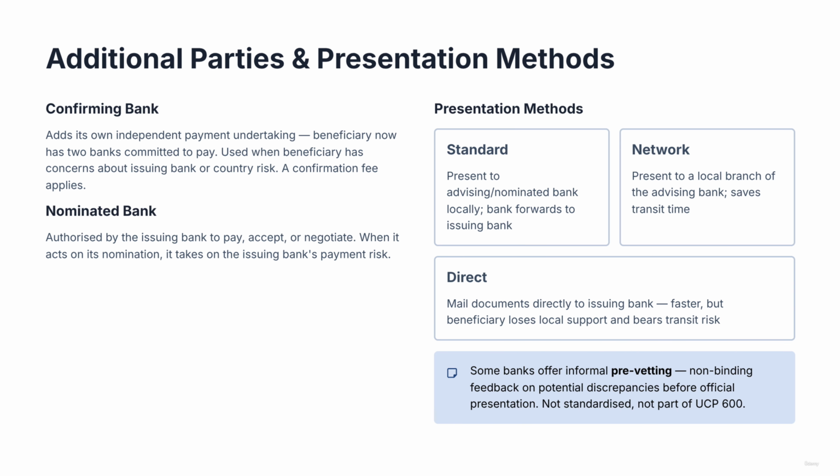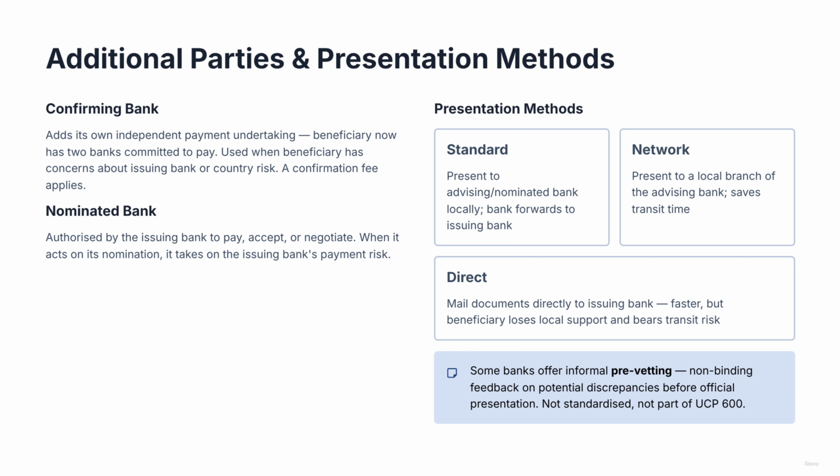A nominated bank is a bank authorized by the issuing bank to pay, accept, or negotiate on its behalf. When a nominated bank acts on its nomination, when it pays or discounts, it takes on the issuing bank's payment risk. This is the risk I referred to in Module 1 when we discussed LC discounting.